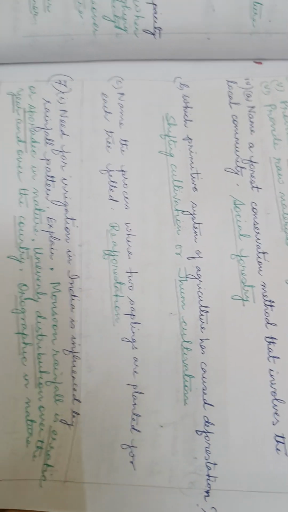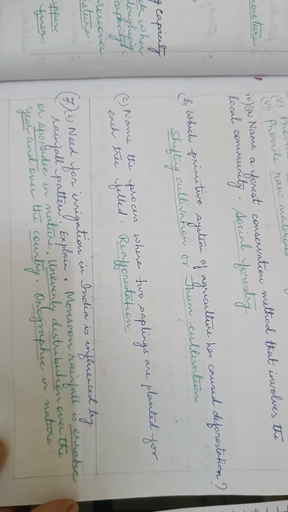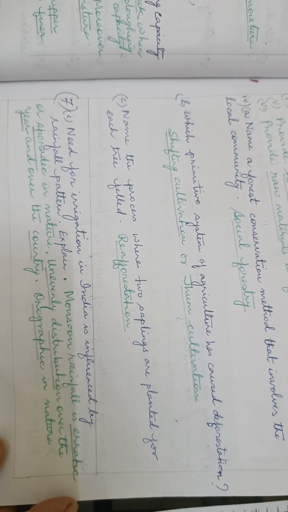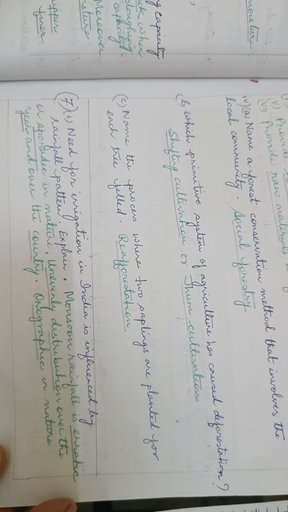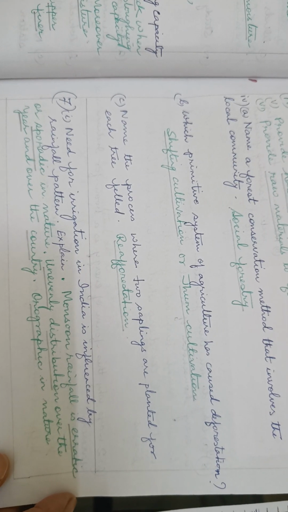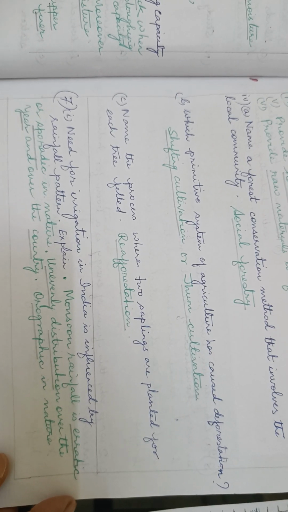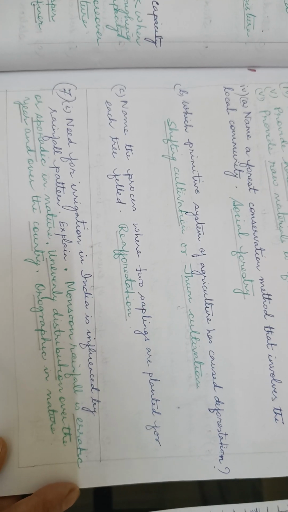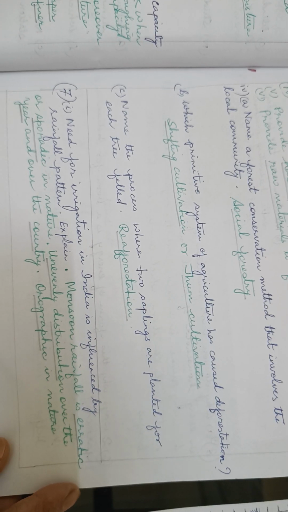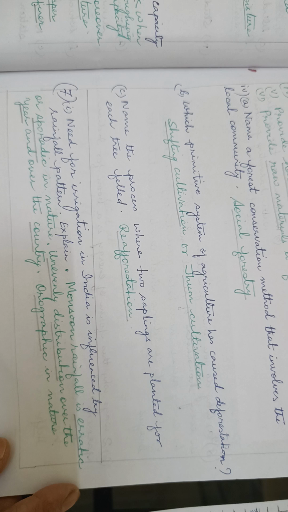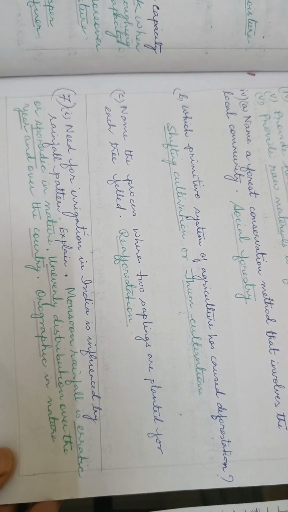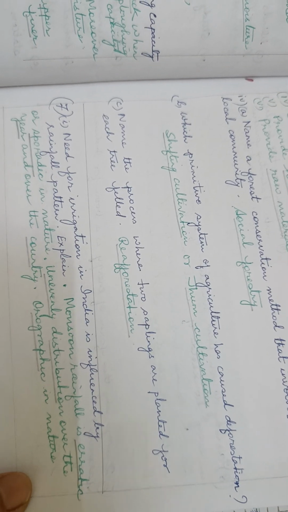Next question, that is question number 7, Roman number 1. The need for irrigation in India is influenced by rainfall pattern because monsoon rainfall is erratic or sporadic in nature, unevenly distributed over the year and over the country. And the next point is orographic in nature.